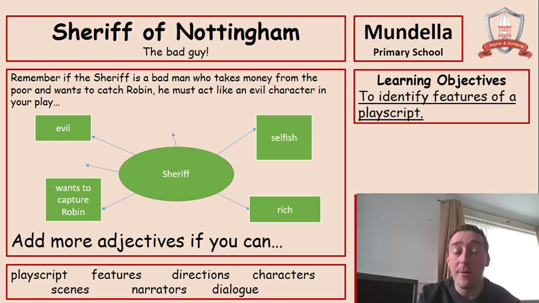And you must remember that once you start writing the script, your script has to match up exactly with the character description that you gave. So the Sheriff of Nottingham can't start acting all kind in the play. He has to be evil, selfish, rich, and wants to capture Robin, because that is the character that we are looking at. Oh, and he hates the poor as well.